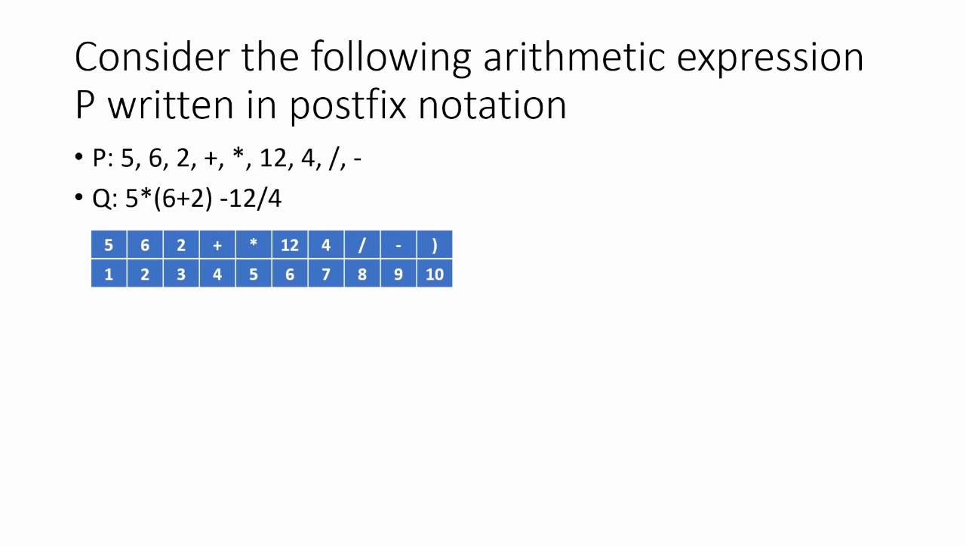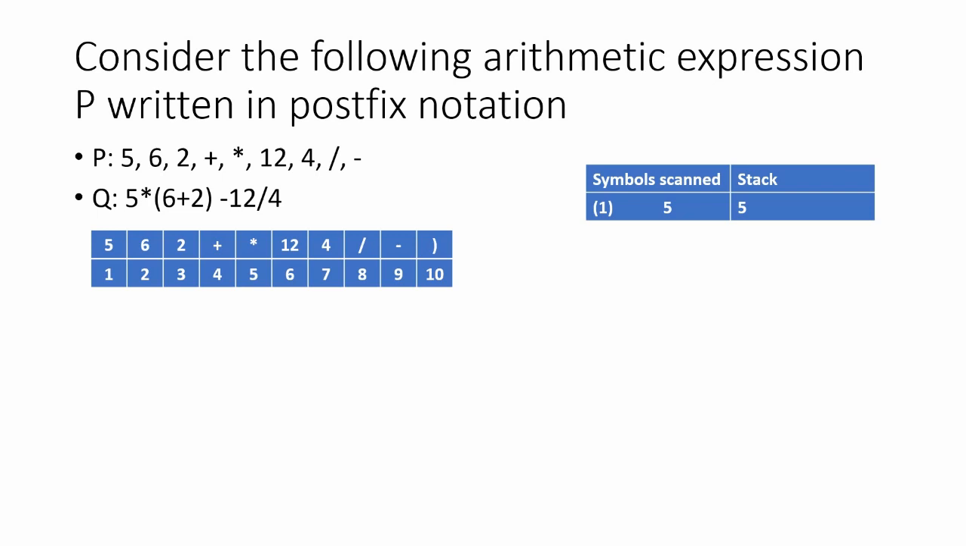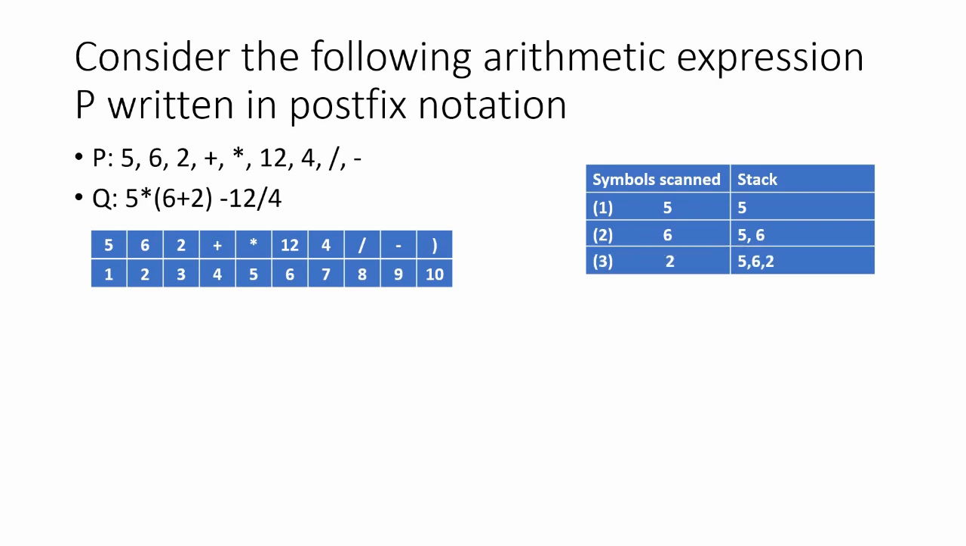Here I have given the index also, that is 1, 2, 3, 4, 5, 6, 7, 8, 9, 10. Now, the first symbol to be scanned is 5. 5 is an operand, so it is pushed onto the stack. Similarly, 6 is an operand that is pushed onto the stack. Then the next character to be scanned is 2, which is again an operand that is put onto the stack.